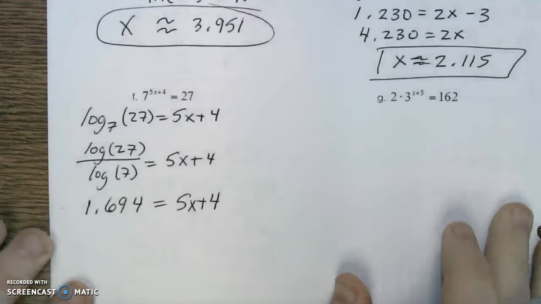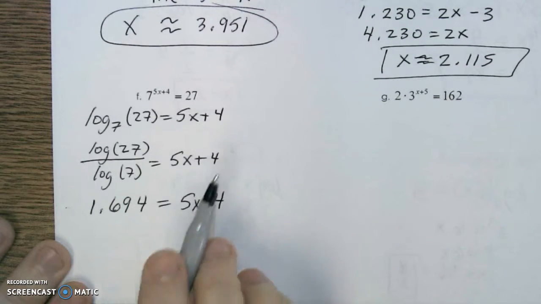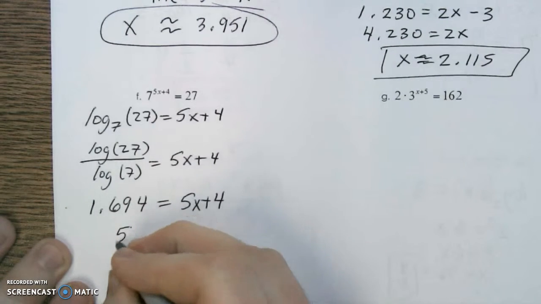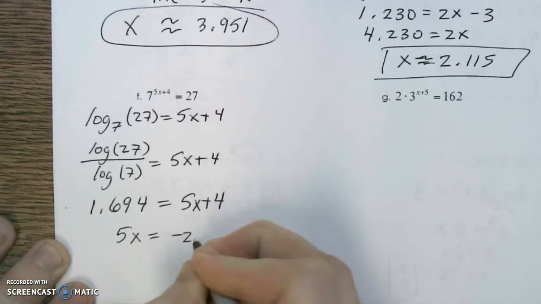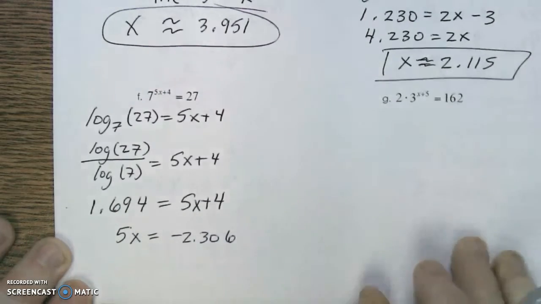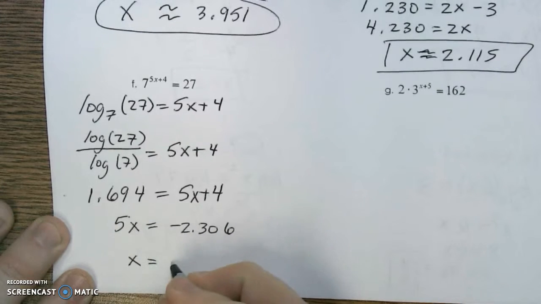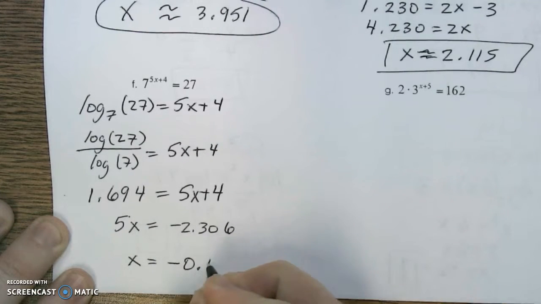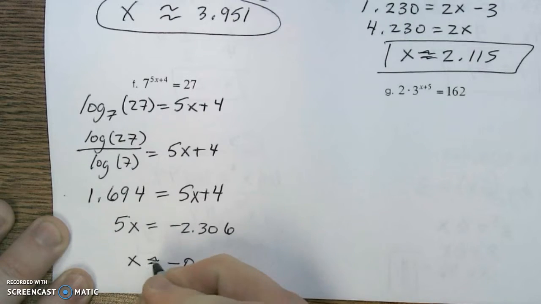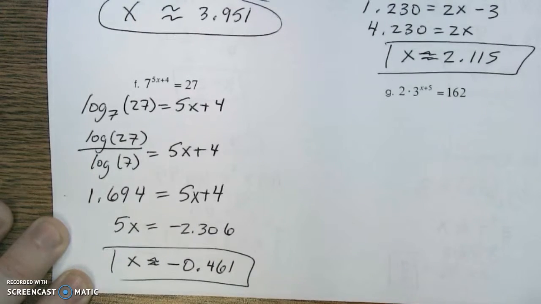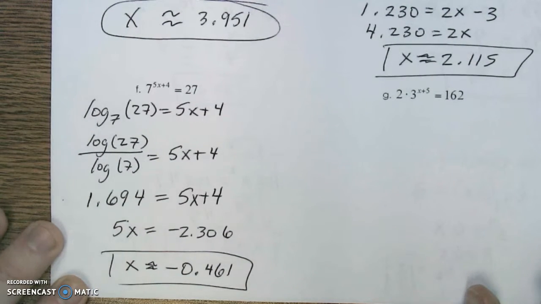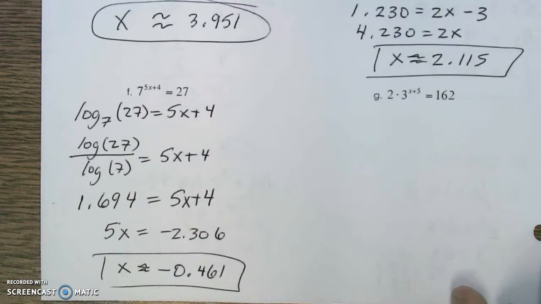And then from there, you will subtract 4 to the other side. And then from there, you'll divide by 5. It's approximately negative 0.461.